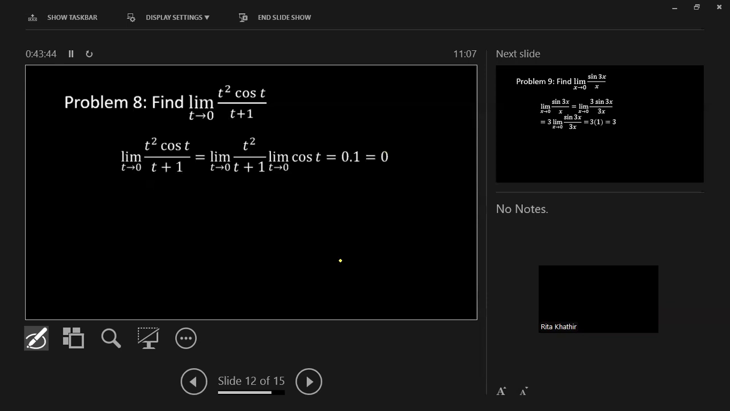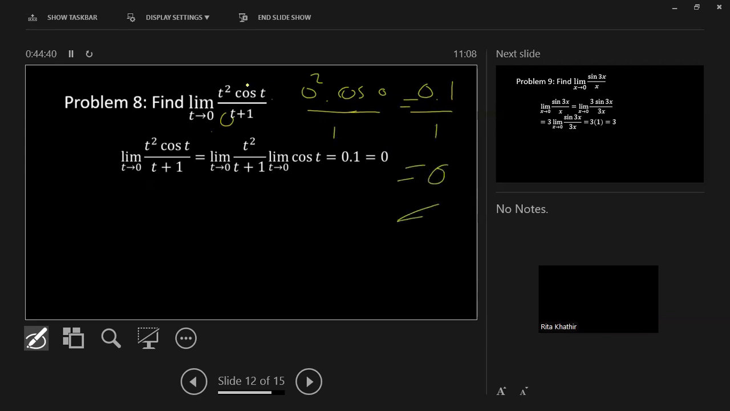And now, problem 8. Find the limit as t approaches 0 of the function t squared cosine t over t plus 1. Just try to put t as 0. You see here, if you put 0 here, then you have 1 in the bottom side. So it's okay, you can do it directly. You put 0 squared cos 0, which is 0 multiplied by 1 over 1, and that is 0.